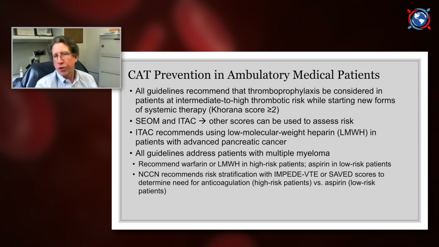Multiple myeloma patients are also known to be at high risk for thrombosis, and all the guidelines focus on this population as well. They tend to recommend warfarin or low molecular weight heparin in high-risk patients and aspirin in low-risk patients. The NCCN guidelines recommend that risk stratification be done using either the IMPEDE VTE score or the SAVED score, which are two evidence-based risk stratification tools for use in multiple myeloma patients to make these decisions, with high-risk patients getting anticoagulant prophylaxis, low-risk patients getting aspirin.